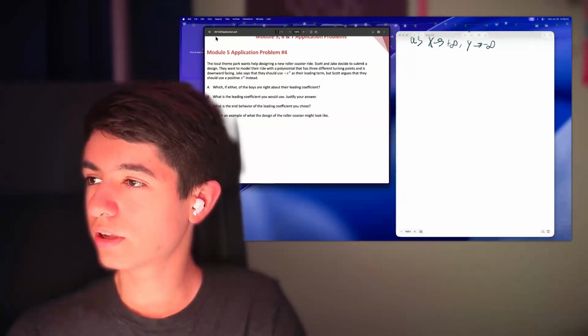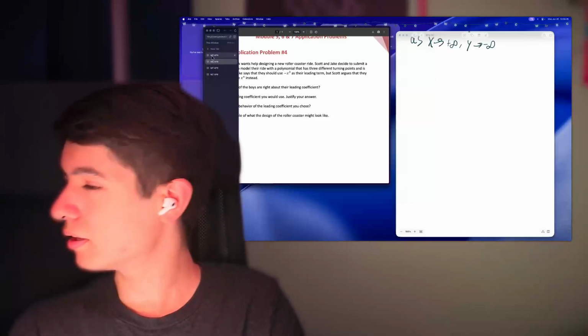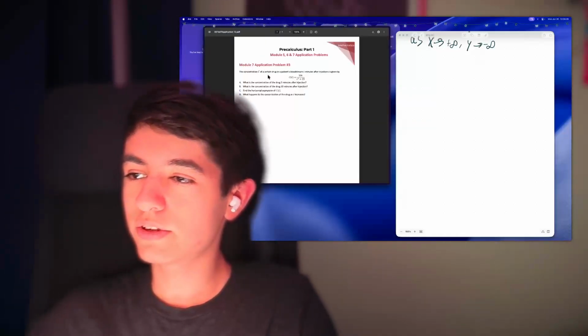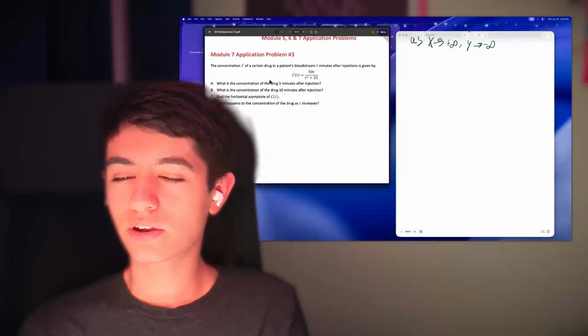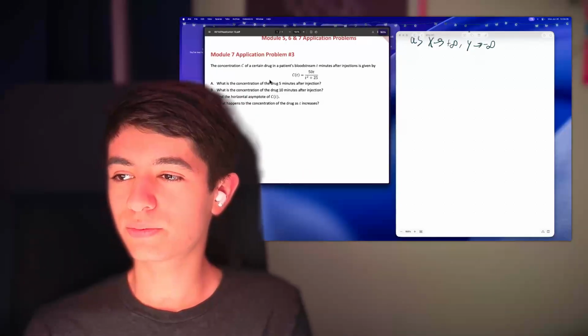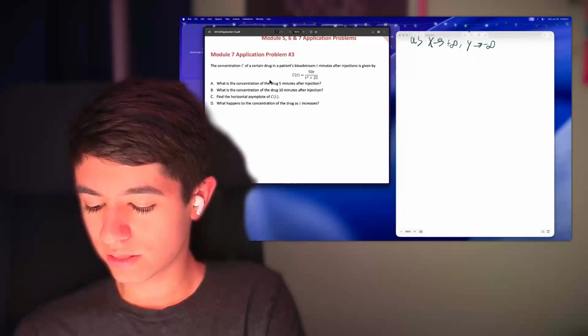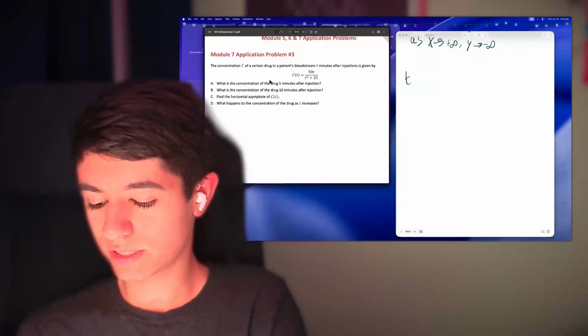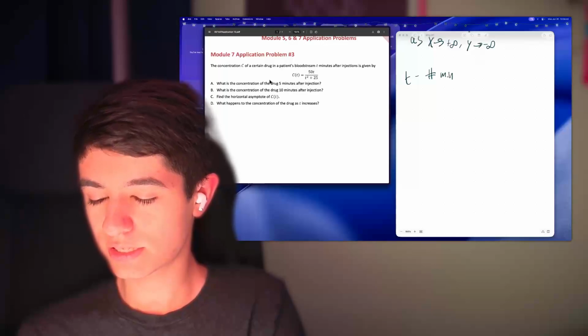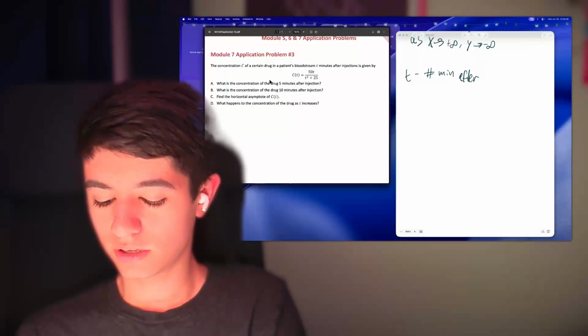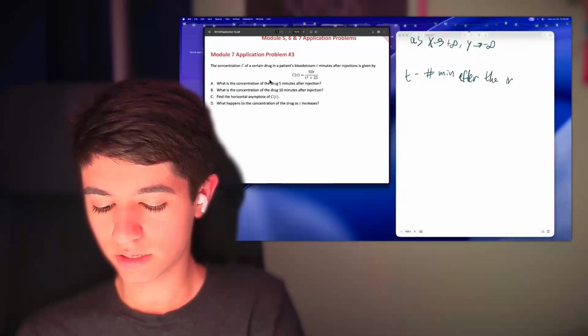Now moving on, the next problem will be from Module 7. It's going to be application problem number 3. So we are looking at the concentration of a drug in a patient's bloodstream. And the input variable is going to be t, which is the number of minutes after the injection is given.